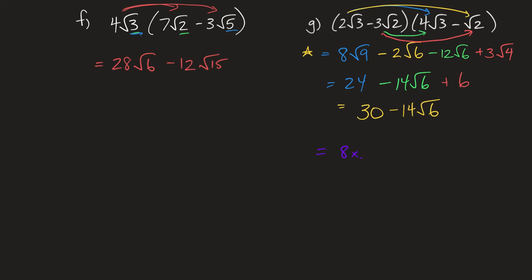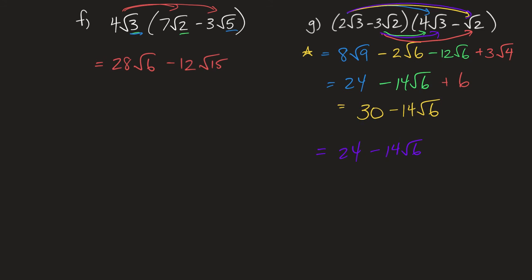However, I think I can do that all in my head. 2 times 4 is 8. Root 3 times root 3 is 3. 8 times 3, 24. Now I'm going to do my outsides and my insides. If I look at my outsides, I have a negative 2 root 6. My insides are a negative 12 root 6. Negative 2 root 6, negative 12 root 6 is a negative 14 root 6.